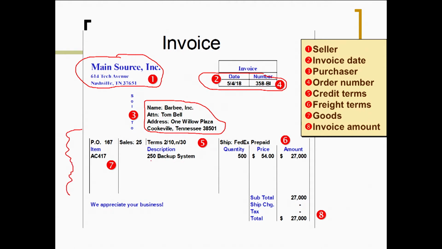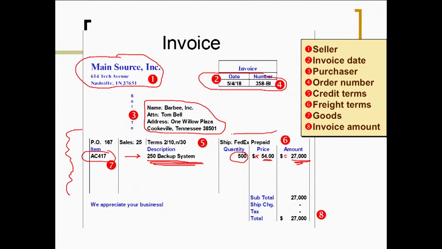Now, down here is the details of what was purchased. Now, what was purchased? A 250 backup system. Now, remember, this is a merchandiser. They're going to purchase a lot of these. In this case, they purchased 500 of these to eventually sell to the end customer, correct? These things cost $54 each, so 500 times 54 equals $27,000. That's the amount that's due, okay? And there's usually an item number attached to that, so it's easier when we order it to look it up by the exact item number so you know you're getting the exact right thing, okay?